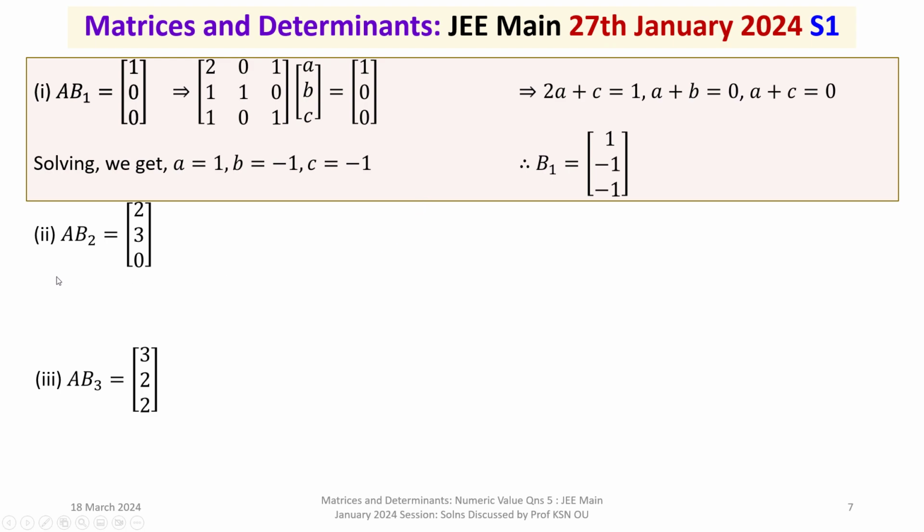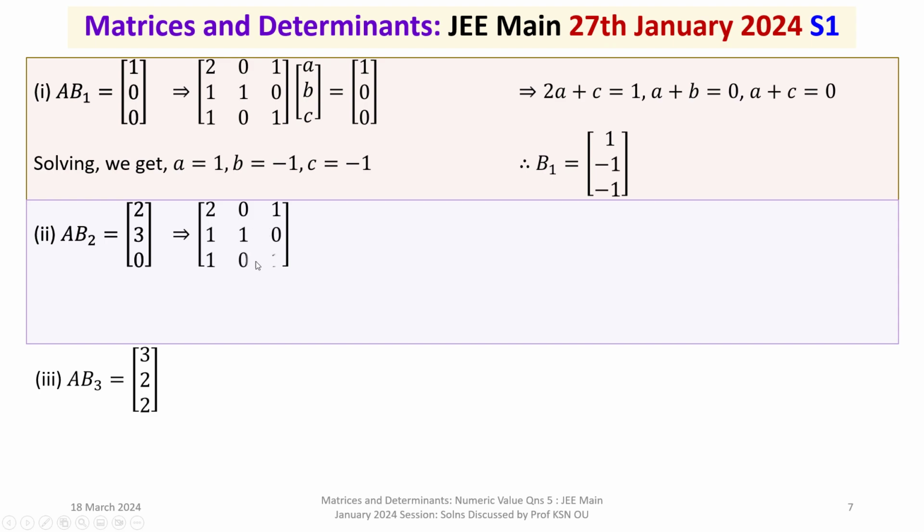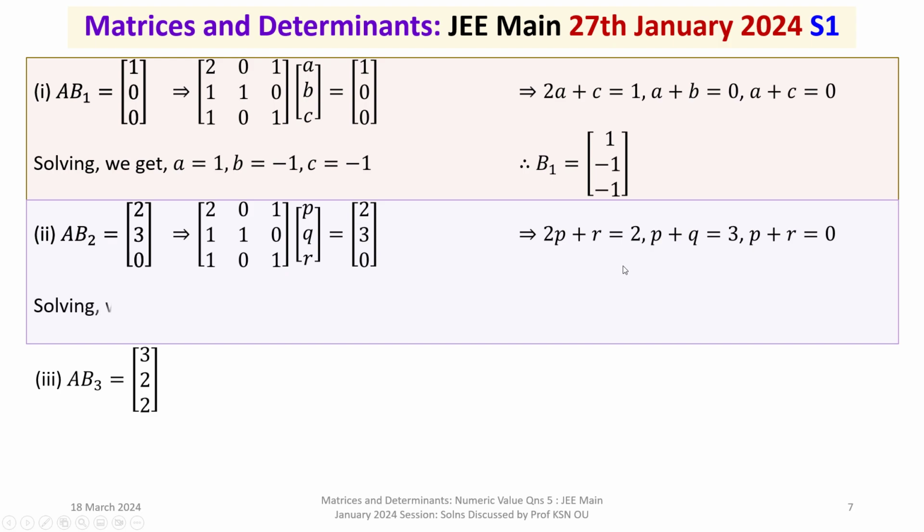In a similar way, for the second case, we take the matrix capital A, B2 is p, q, r, and it is given as 2, 3, 0. Now when you multiply, 2p plus r is 2, p plus q is 3, p plus r is 0. Solving these three equations, you'll get p is equal to 2, q is equal to 1, r is equal to minus 2. Then B2 will be the column matrix 2, 1, minus 2.